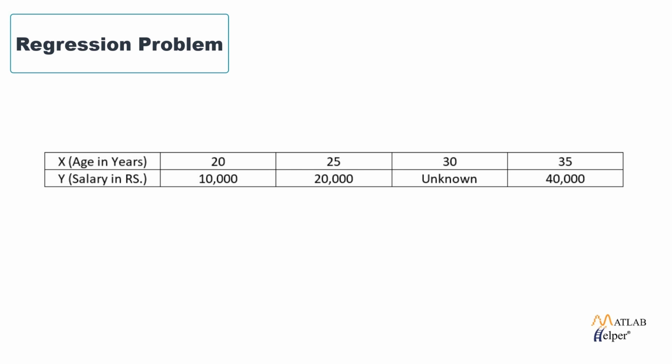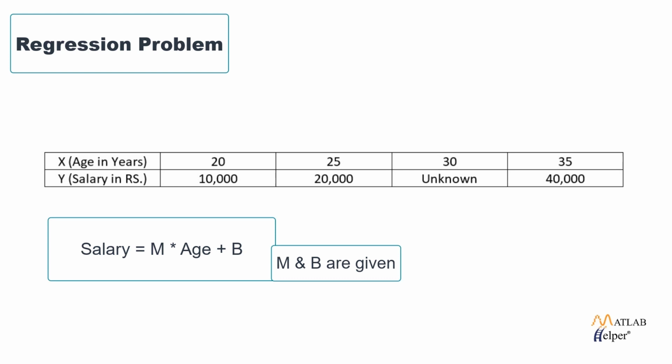In school days, we solved this problem by using the line equation, where we have to find an unknown value. Right here, y is the dependent variable and x is the independent variable. If we convert the above problem in terms of the equation of a line, we are able to calculate the salary of that person. In the equation, age is x, and the coefficient value and intercept value are also known to us.